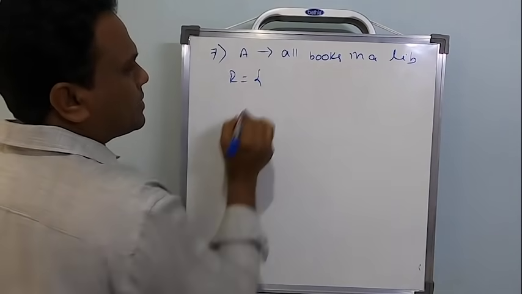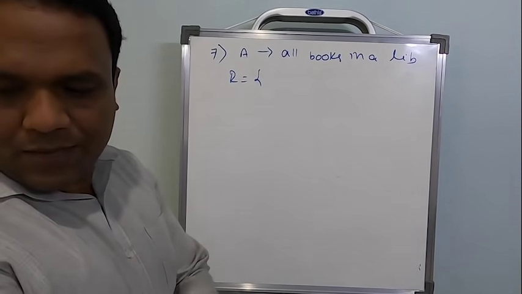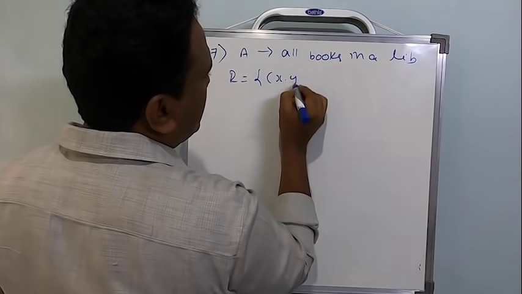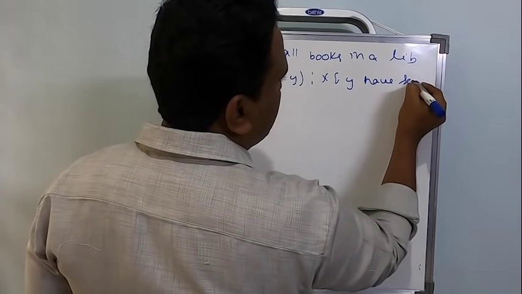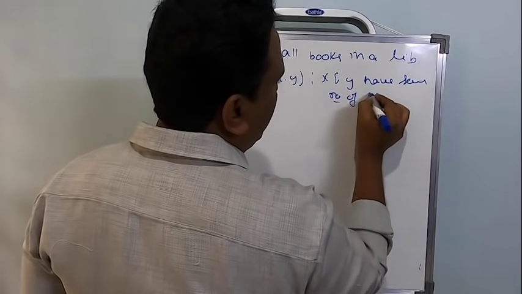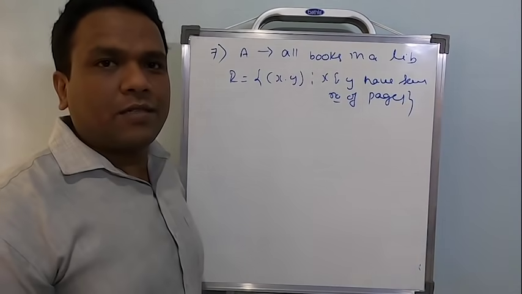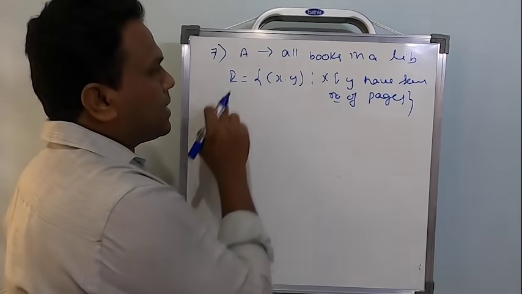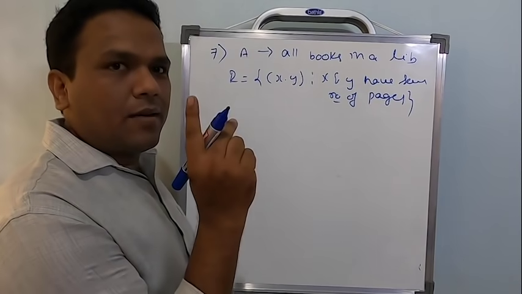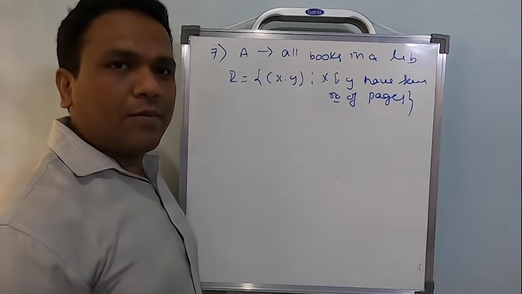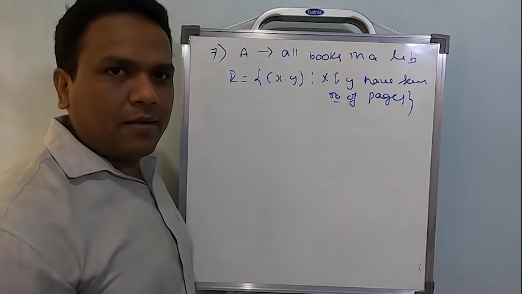On this, a relation R is defined. What is the relation R defined as? The relation R contains ordered pairs (x, y) such that x and y have the same number of pages. See, in a library there will be so many books, got it? But the relation R contains two books as one ordered pair, with the condition that both books have the same number of pages. Only such two books will exist as one ordered pair in the relation.